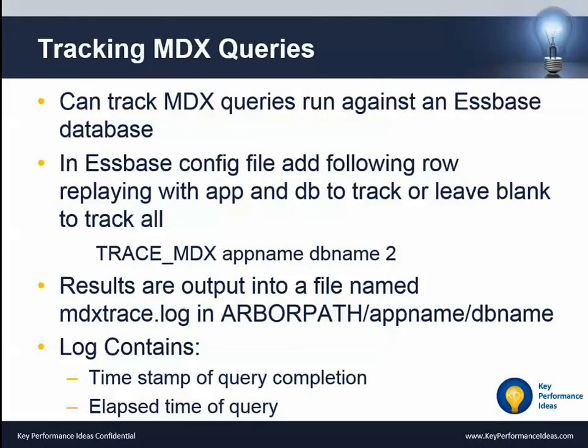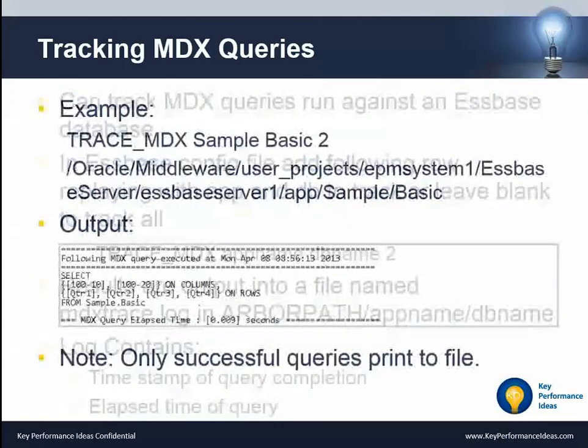And then the last little thing I put in here was about tracking your MDX queries if you were having issues. You can track your MDX queries that are run against your Essbase database. You would have to go into your Essbase config file and add a row, which should be TRACE_MDX, and then put your app name and your database name. The results are output into a file named MDX tracelog in your Arbor path. The log contains a timestamp of the query completion and the elapsed time of the query. It does not contain failed queries, so it only contains those that ran successfully.